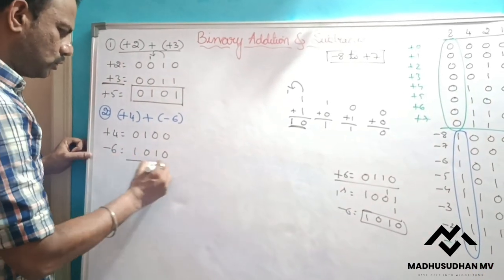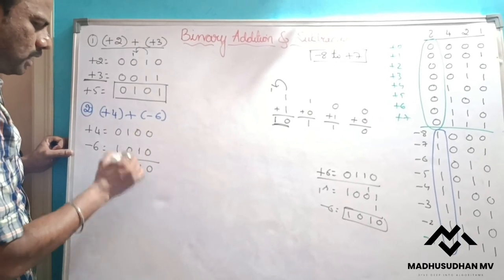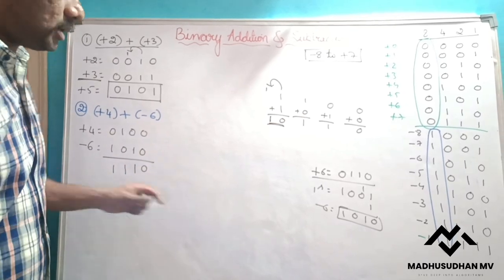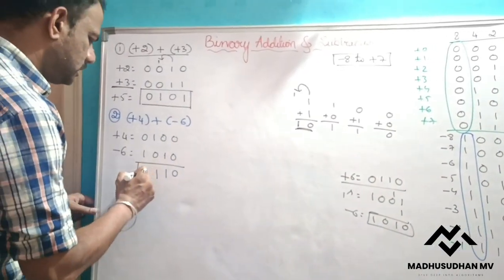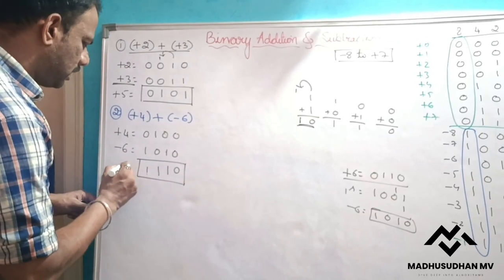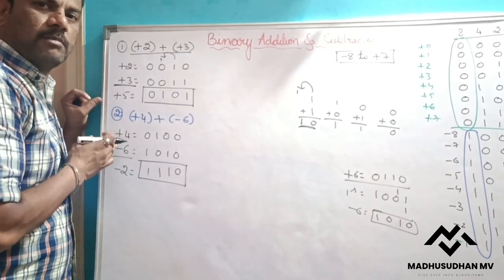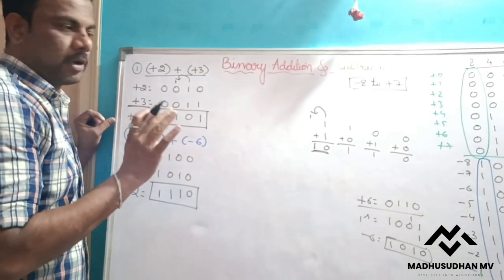Now you add these two. 0 plus 0, 0. 0 plus 1, 1. 1 plus 0, 1. 0 plus 1, 1. This is 1110. 1110 is what? See, 1110 is minus 2. So what I got is minus 2. This is as expected, because plus 4 minus 6 is minus 2 only. The answer is also the same thing. Fine, not a problem.